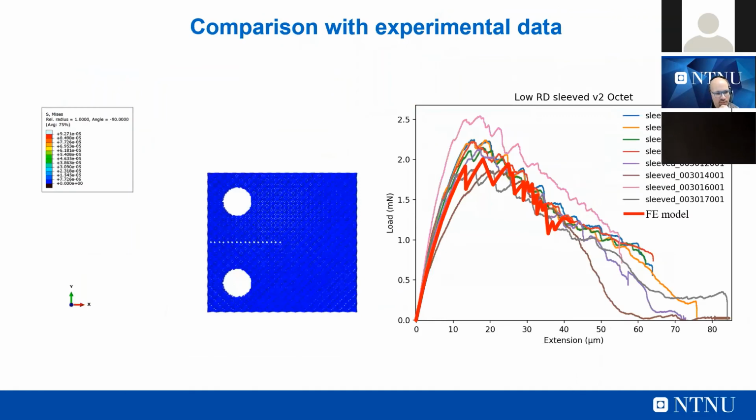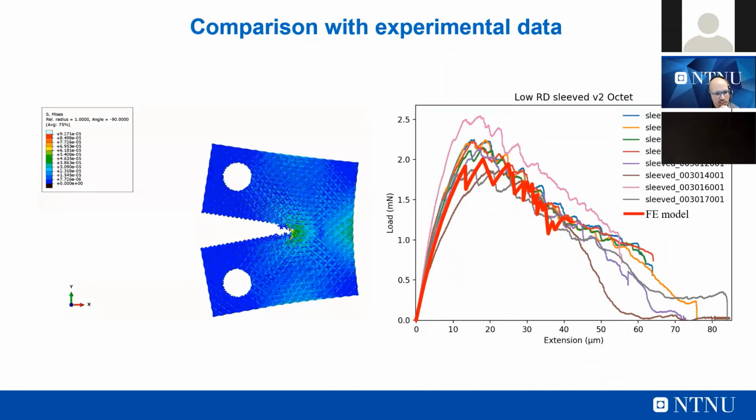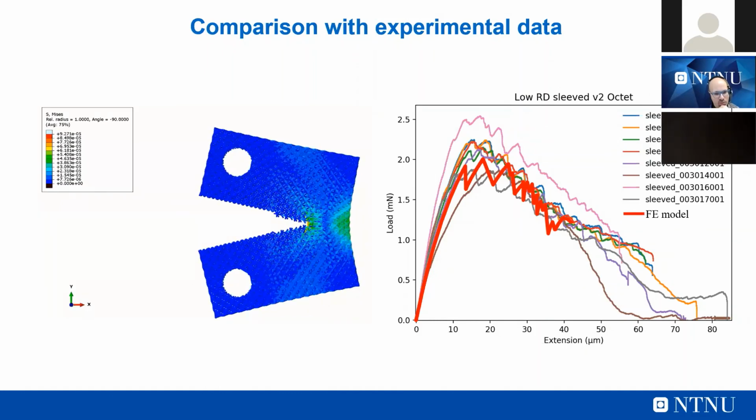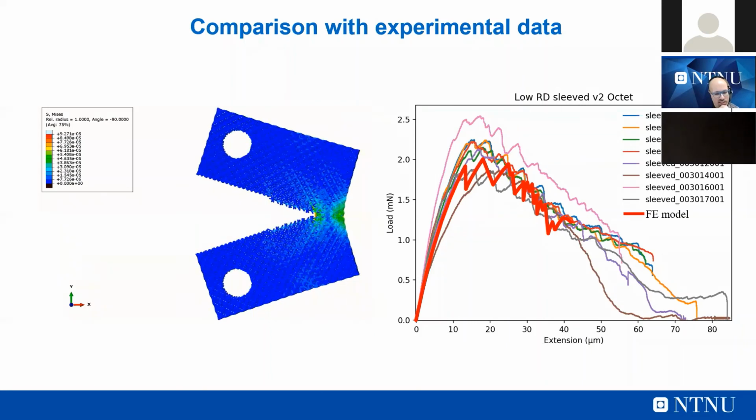And here is the first estimation that we did. You can see the crack propagating. And in the plot, you can see the red curve, which is the prediction, compared with the experimental results. So actually a very good agreement between prediction and experimental results. Again, this is printed with additive manufacturing.